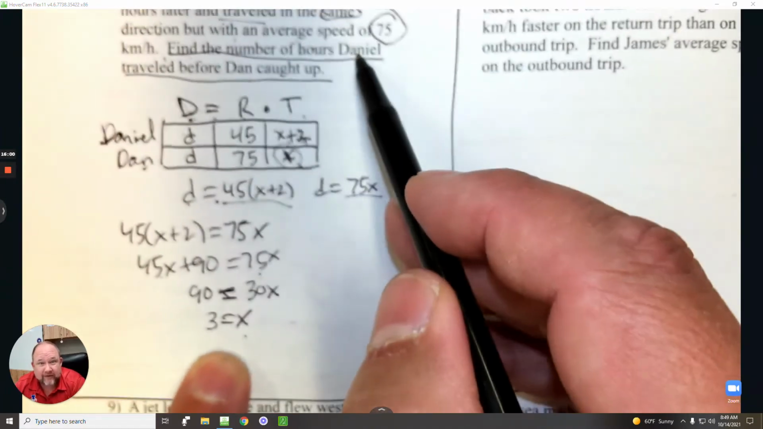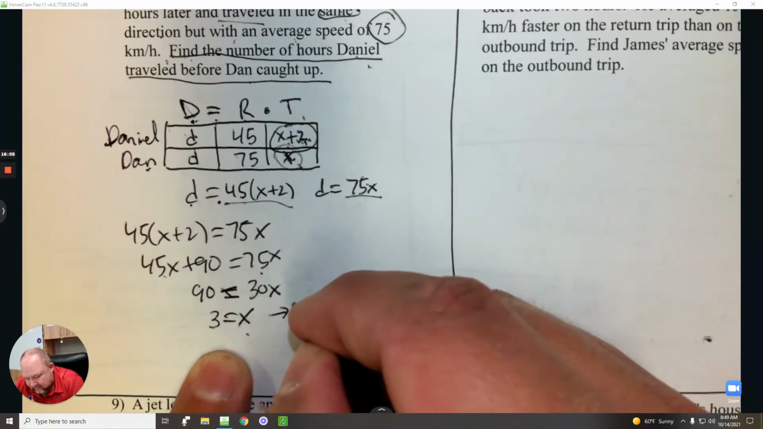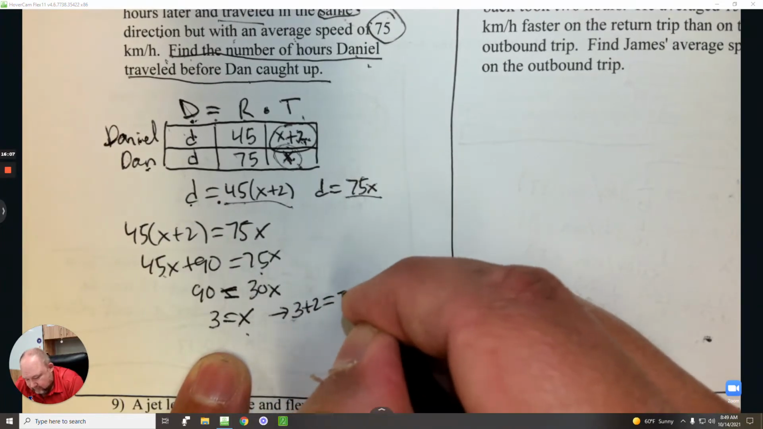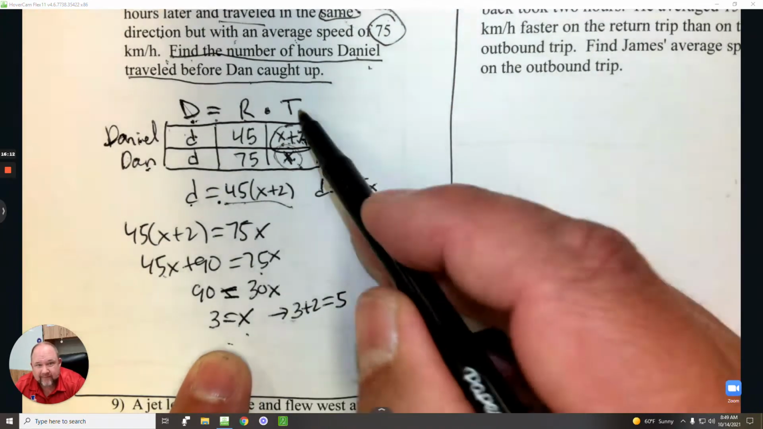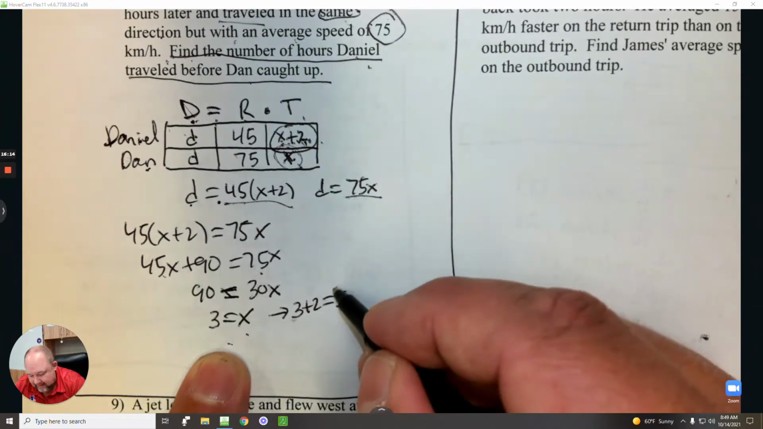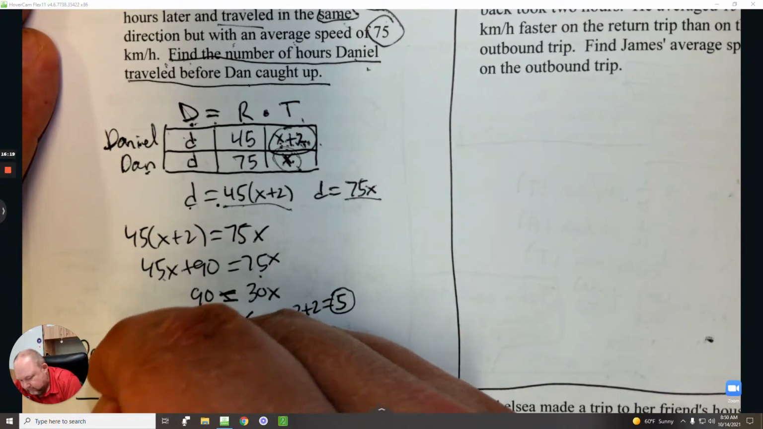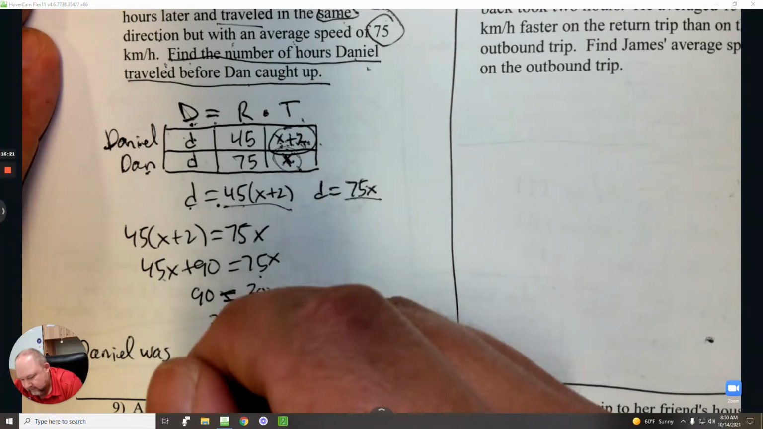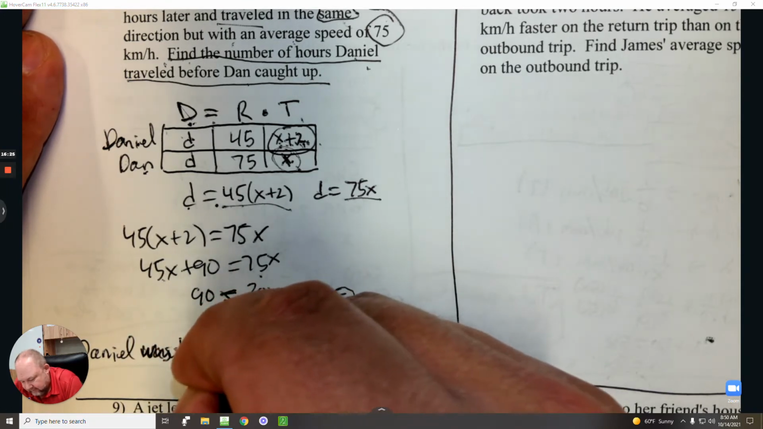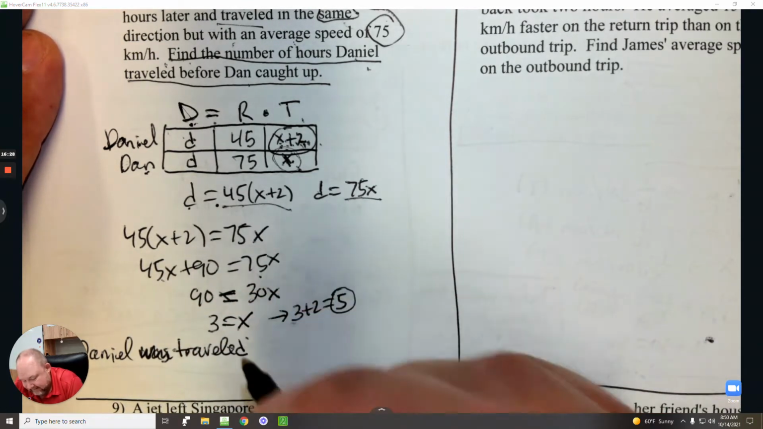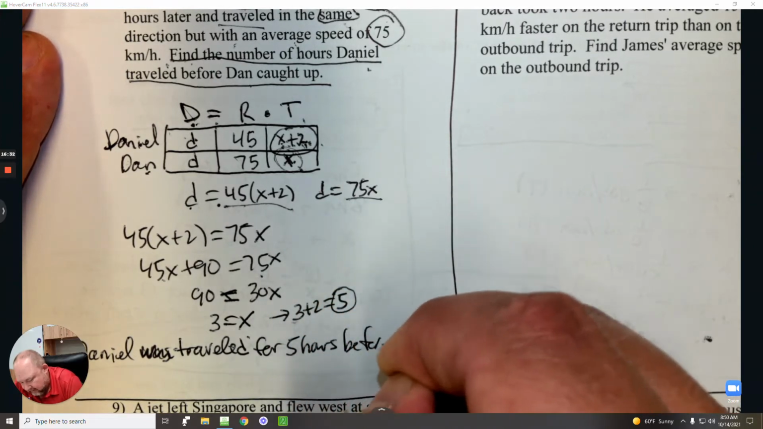Find the number of hours Daniel traveled. So if I want to know what Daniel traveled, then to that answer, I need to add 2. So Daniel is x plus 2. X is 3. So 3 plus 2, how many hours was Daniel on the road? And we have our answer. Daniel traveled, let's use the words that are in the question. Daniel traveled for 5 hours before Dan caught up.